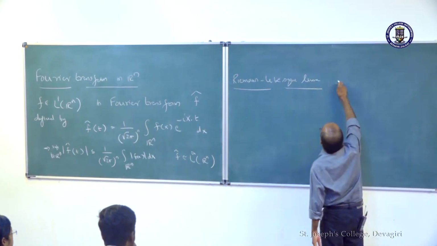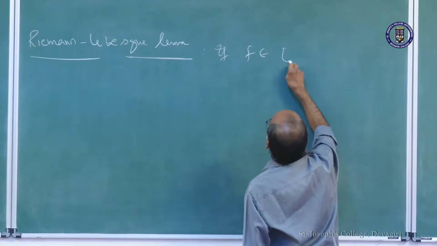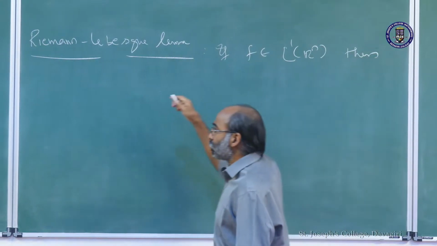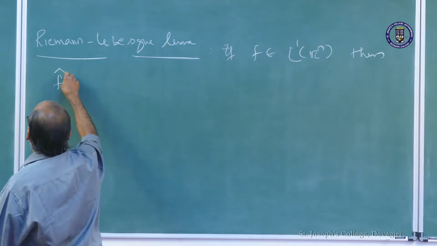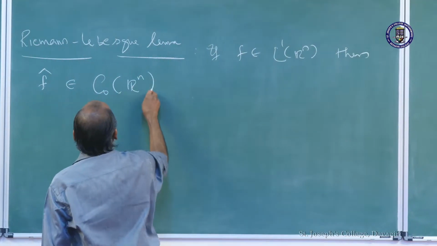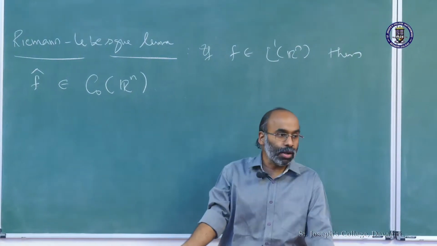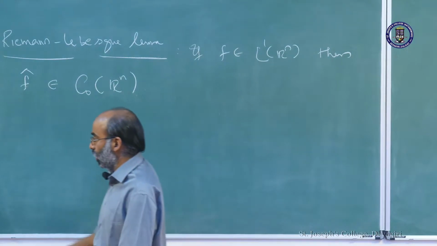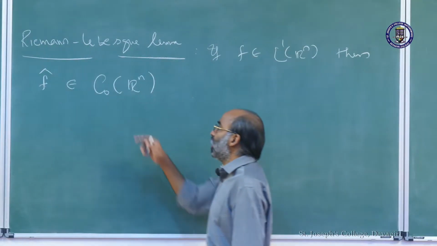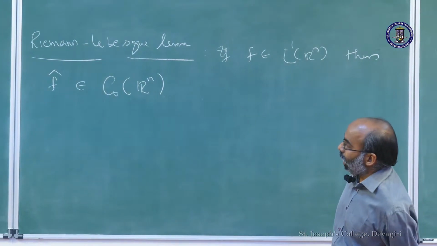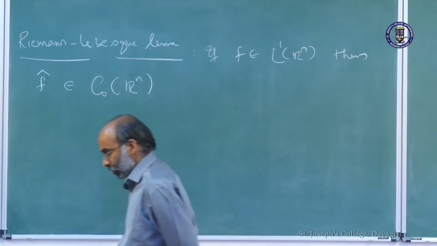So, if f is in L1, then f hat, the function which we have defined just now, is actually a continuous function which vanishes at infinity. So, it is a little bit more than being an L infinity function. L infinity is simply essentially bounded functions. This tells me that the Fourier transform is actually uniformly continuous and it vanishes at infinity. Okay. So, let us prove this.